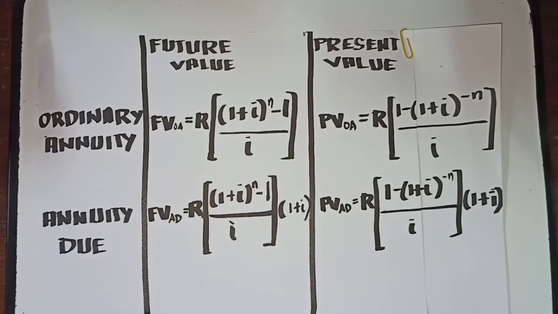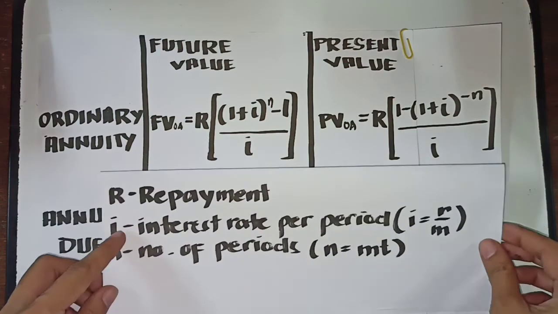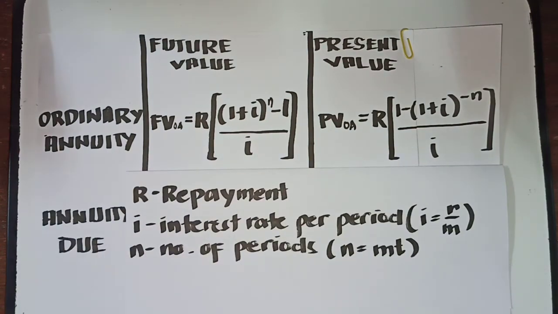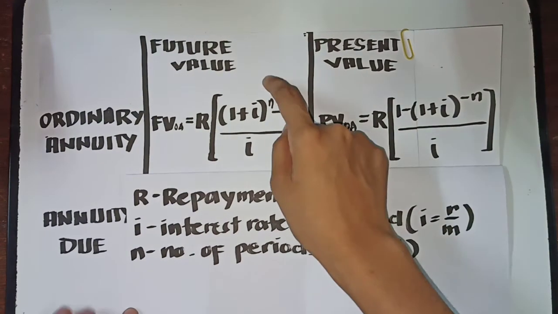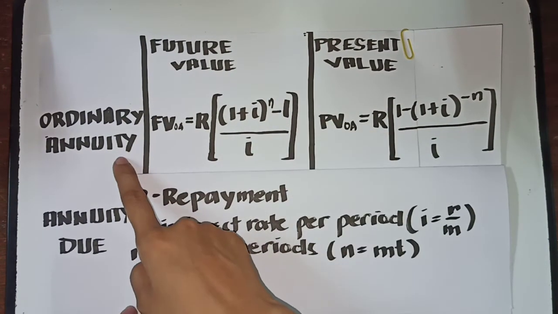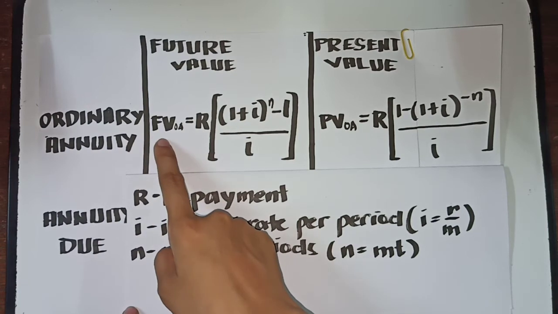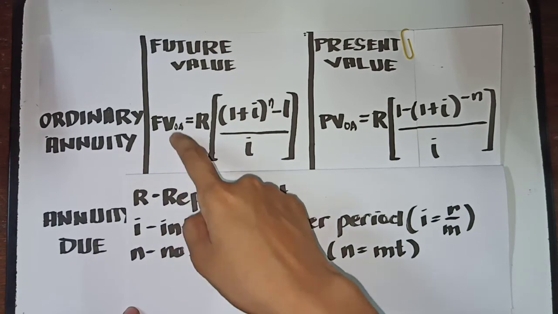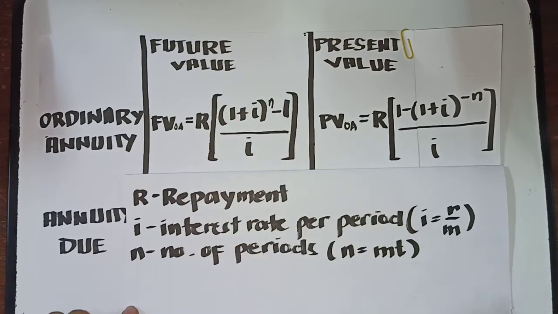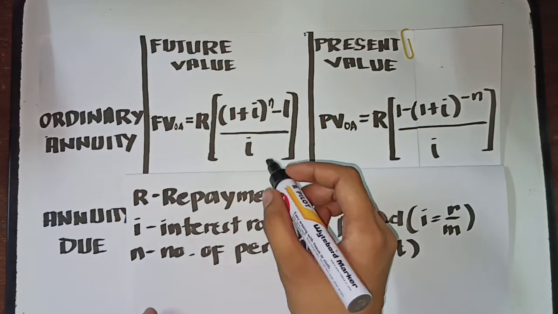Okay, so ngayon, paano naman tayo magsusolve ng future value and present value of an ordinary annuity and annuity due? Okay, so ito yung lahat ng formula natin to solve for those future value and present value. For the ordinary annuity, these are the formula. To solve for the future value of an ordinary annuity, we have FV sub OA is equal to R multiplied by the quantity 1 plus I raised to N minus 1 over I.